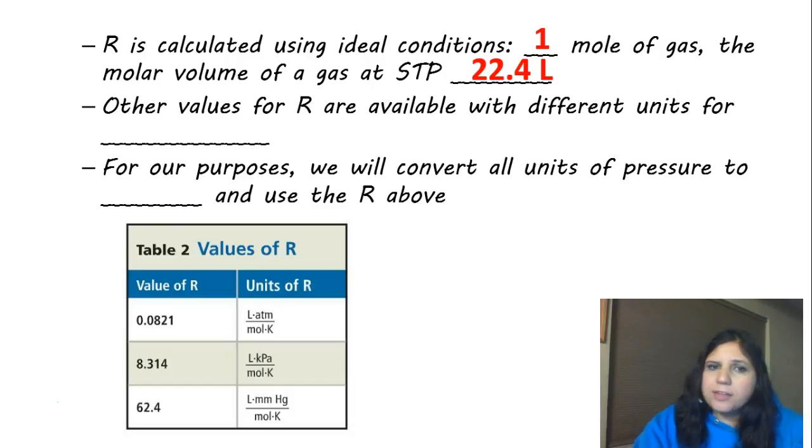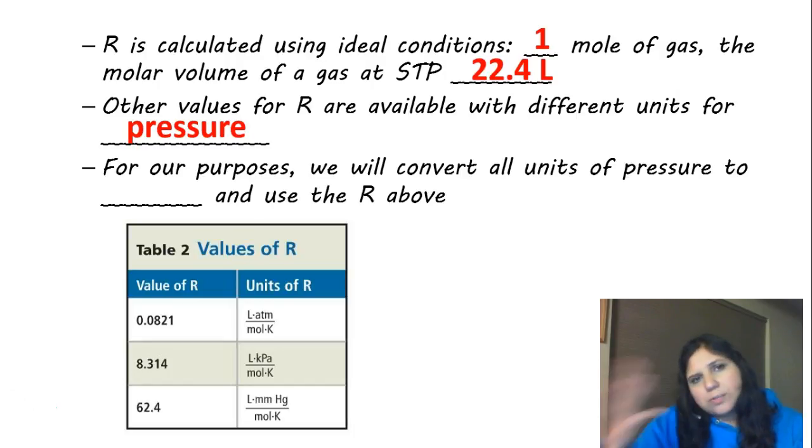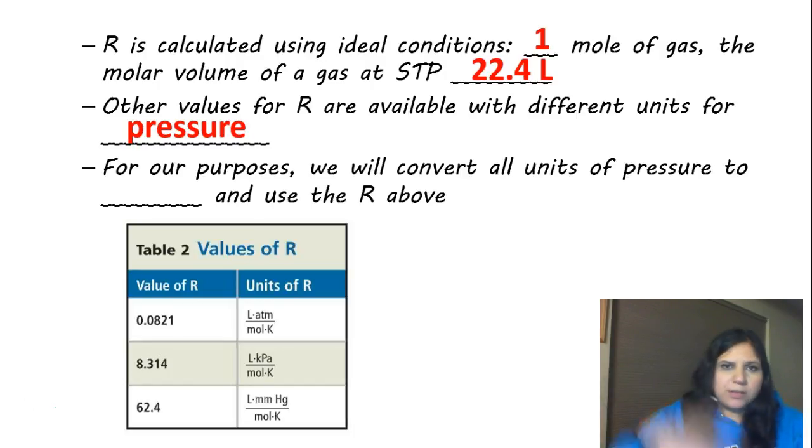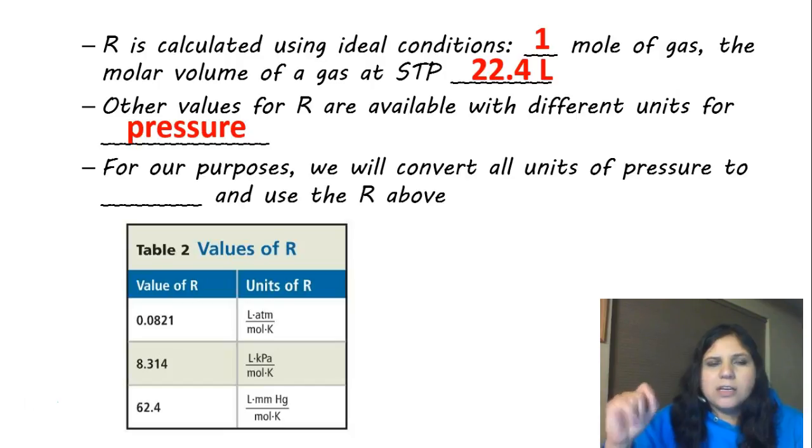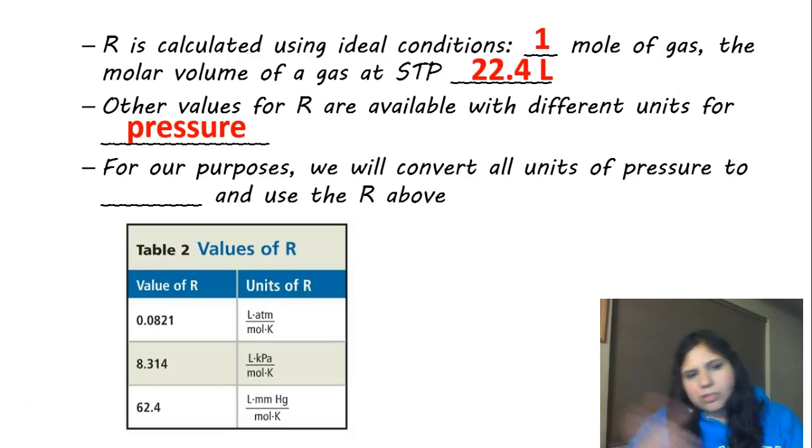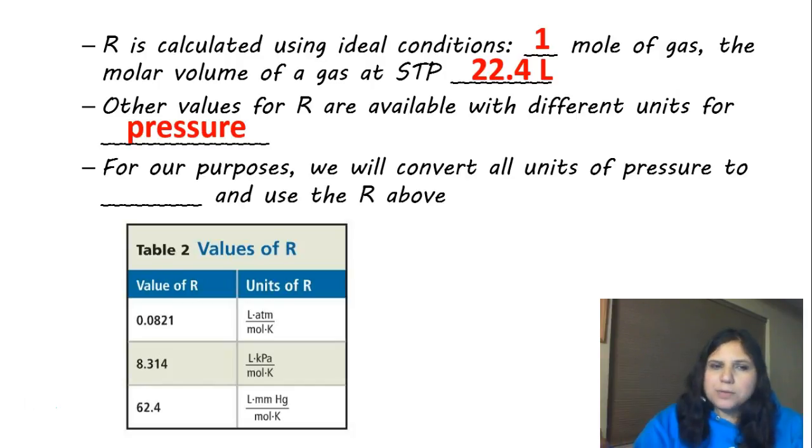There are actually other values for R available, and they have different units. The reason they're different is because they use different units of pressure. Remember, there are a lot of units of pressure. You can go through and pick whichever R value you need based on the units you have. For our purposes, what you will get on the test is an R value in terms of atmospheres. So we'll always use the 0.0821. So we'll always convert to ATMs.